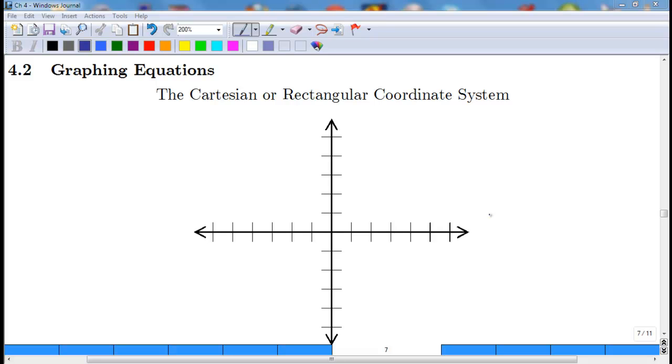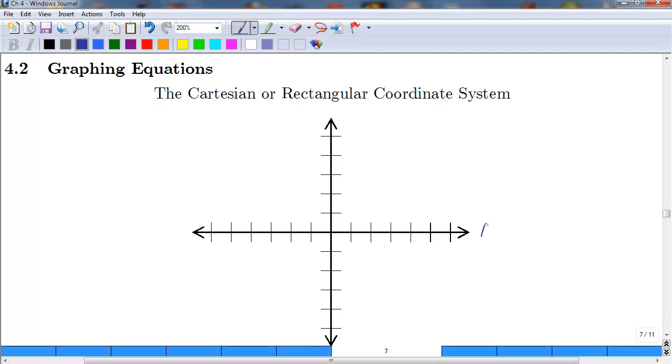So the first thing we need to start off with is what's called the Cartesian or the rectangular coordinate system. And it's called the Cartesian coordinate system because it's named after Descartes, who was the first to kind of come up with this grid system of how to map things. So, you've probably seen this before somewhere along the way.